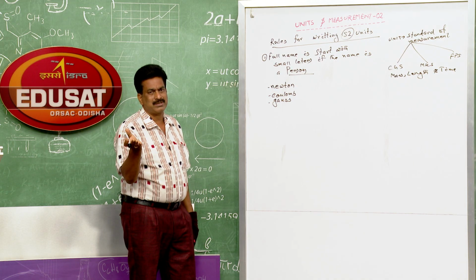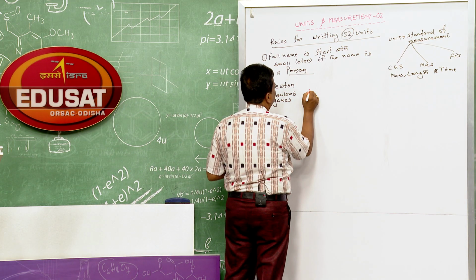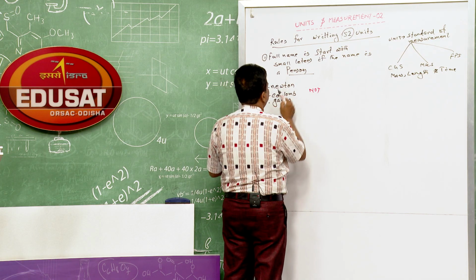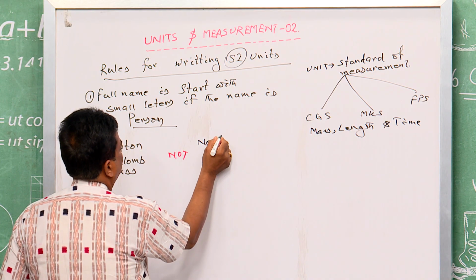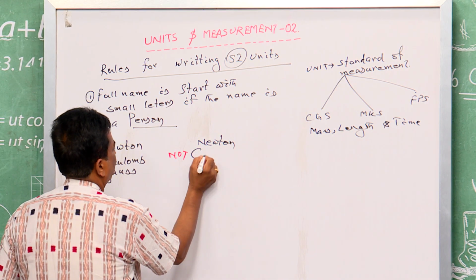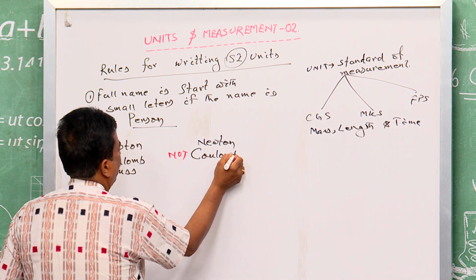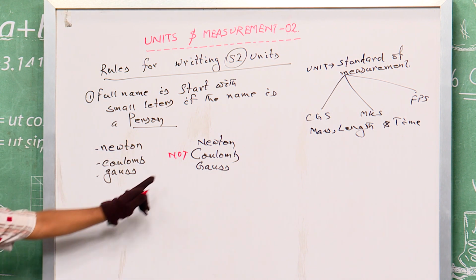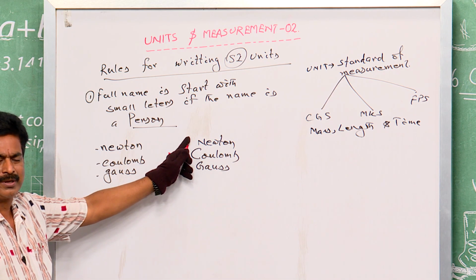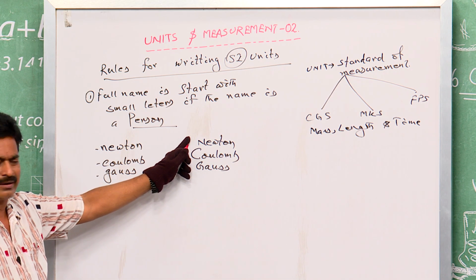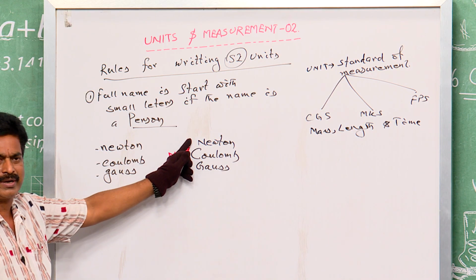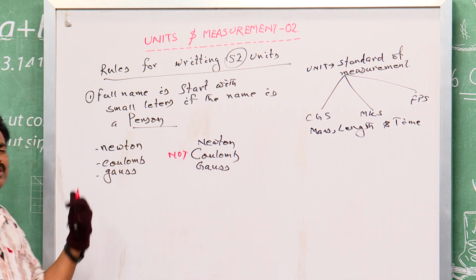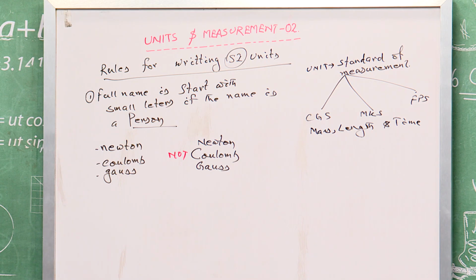Another point I will discuss. If the full name is used, it will not be written with a capital letter for newton, coulomb, or gauss. The name of the person is always started with a capital letter. So Newton, it is the name, must be with a capital letter, but when the same Newton is used in a unit, meaning the full name is used, it must start with a small n.